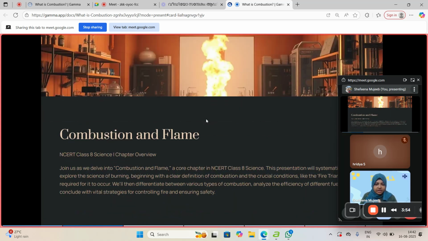Okay, here is an introduction about this slide, combustion and flame. What the chapter is saying about combustion and flame, that we have told in the old slide also, the introduction. Then in this chapter we also discuss about the drawbacks of this combustion and also the safety measures we want to take to avoid combustion and different types of combustions, etc. Okay, then we are going to the next slide.